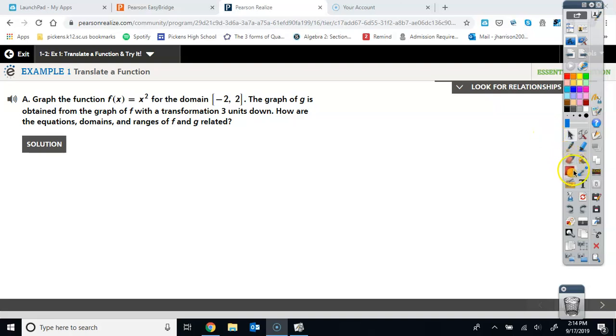Okay, first we're going to talk about a little bit of blitz review of what we did last class. One of those things was translating a function across the graph. When you translate a function, essentially it means to shift the graph across the coordinate plane. We started off last class with talking about f of x equals x squared.